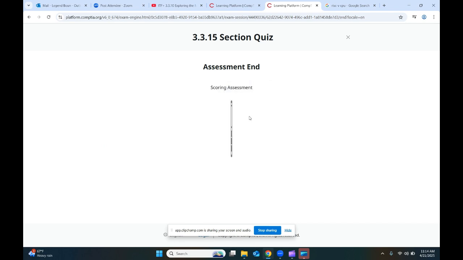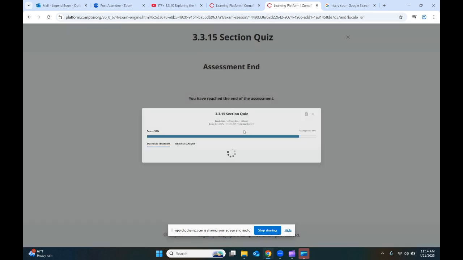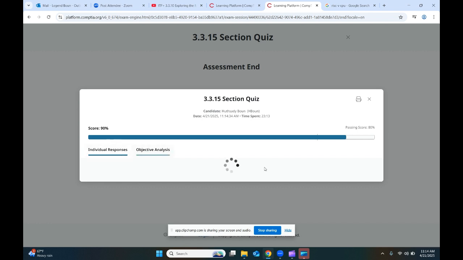I missed one. I know that for sure. It's teasing me. Come on. Yes. I got a 90. I missed that one. Why is it taking so long to load?